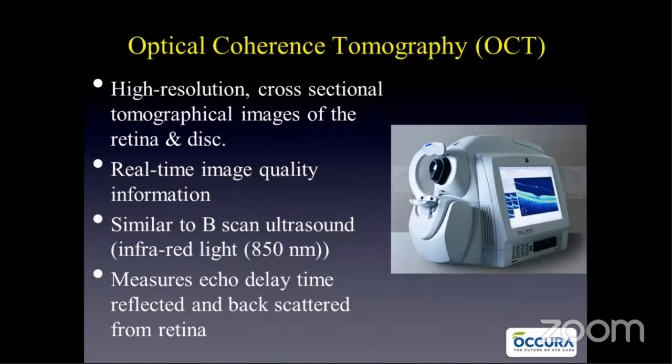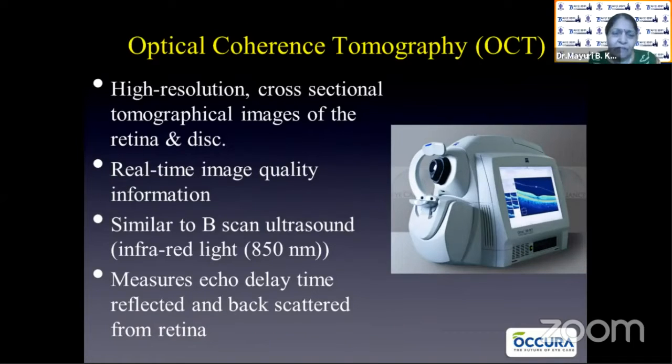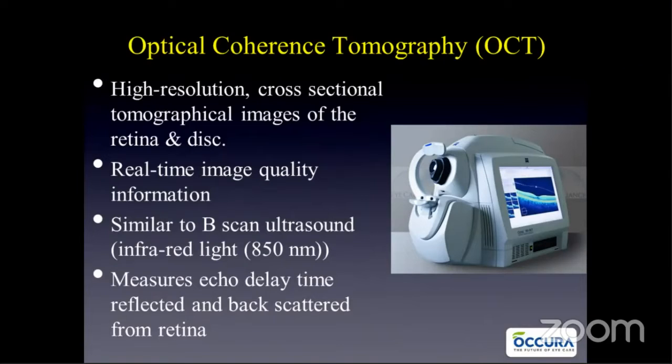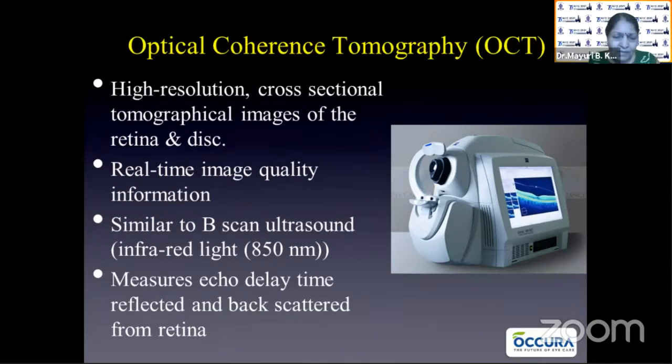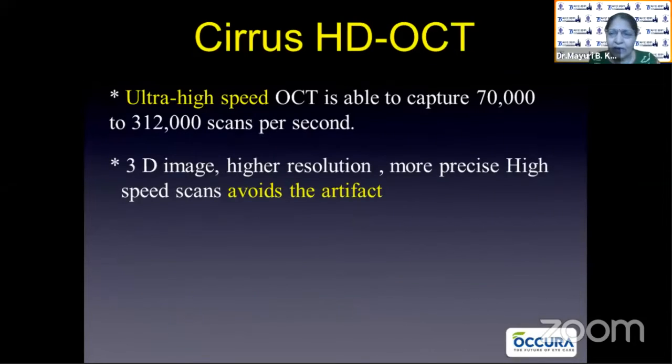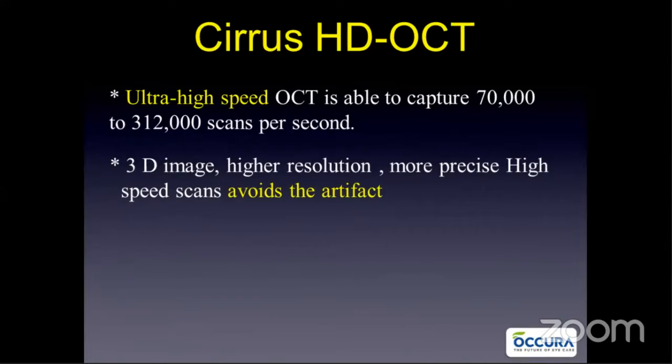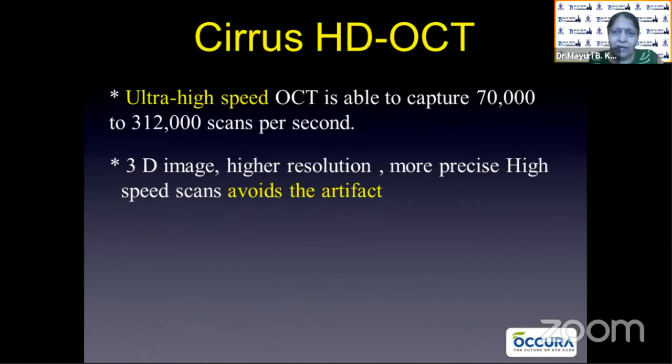It gives high-resolution cross-sectional tomographic images of the retina and disc, with real-time image quality information. It is similar to B-scan sonography, and here infrared light of 850 nanometer is used. It measures the echo delay time reflected and backscattered from the retinal layers and converts it into a pictorial form. Cirrus has an ultra high speed, able to capture 70,000 to 312,000 scans per minute. It also produces a three-dimensional image, with more precise high resolution.